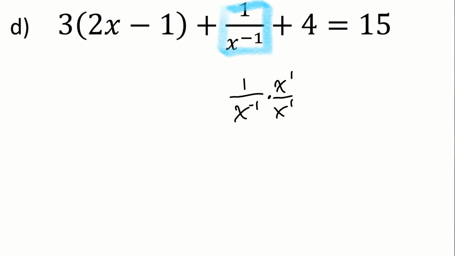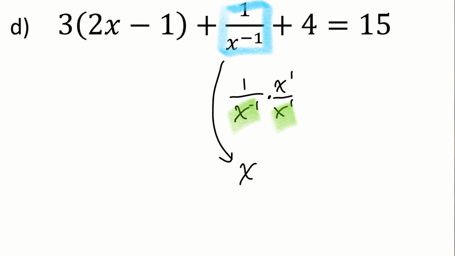It's the same thing. Notice now that the denominator, x to the negative first times x to the first, is just the number 1. So I'm left with, this is 1 times x to the first. So this entire thing is nothing more than x.